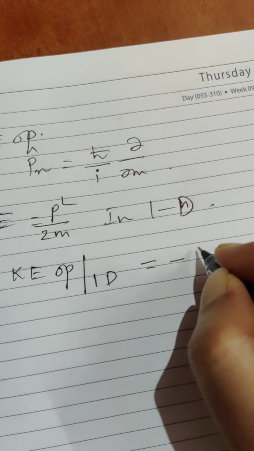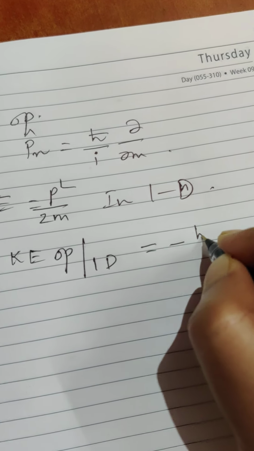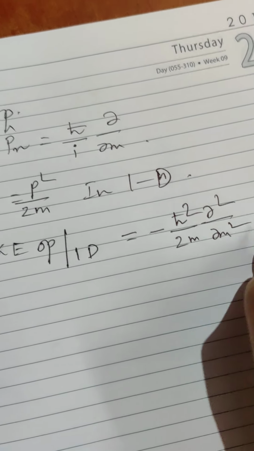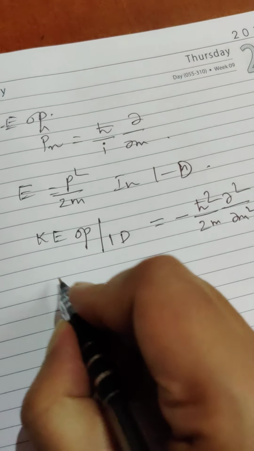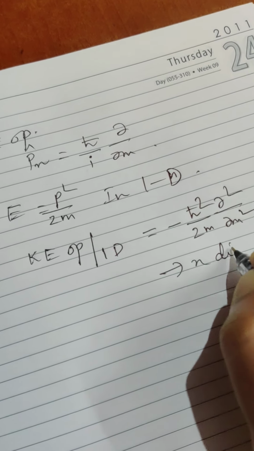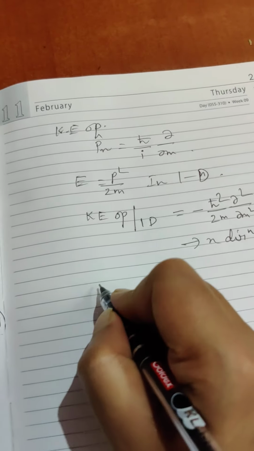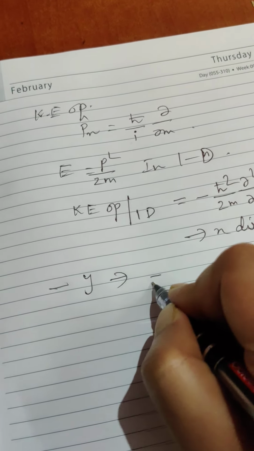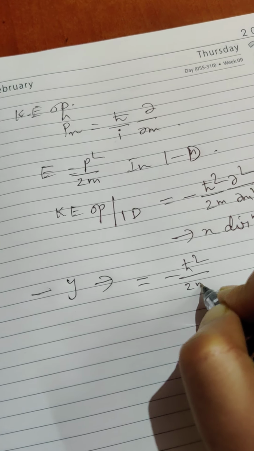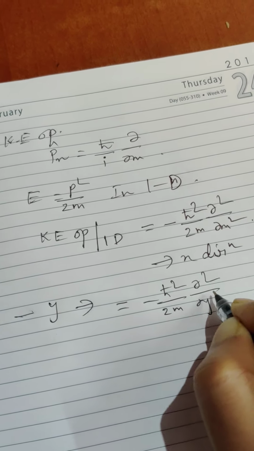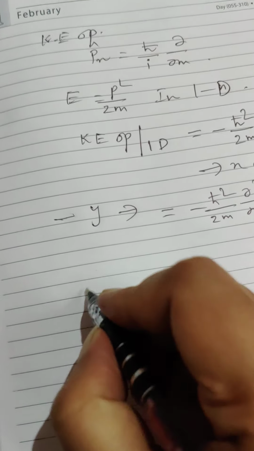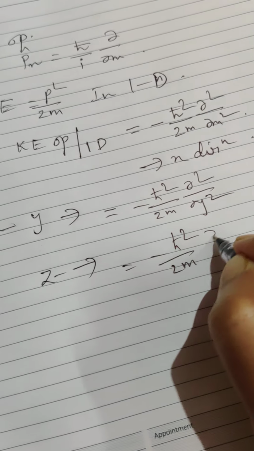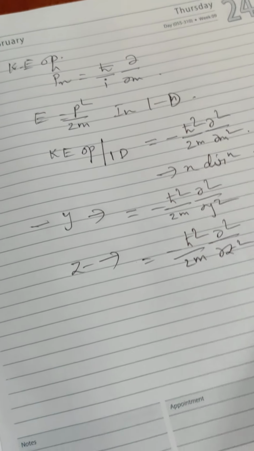So if you write it, then you will get minus ħ squared by 2m ∂²/∂x². This is along the x direction. Now along the y direction, what is the operator? That is minus ħ squared by 2m ∂²/∂y². And along the z direction, it is minus ħ squared by 2m ∂²/∂z².